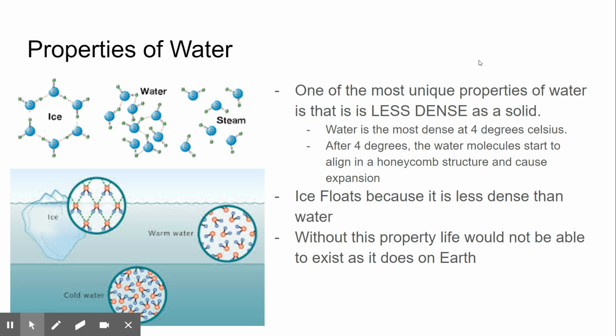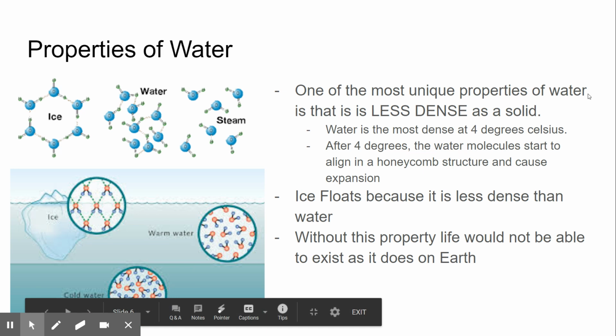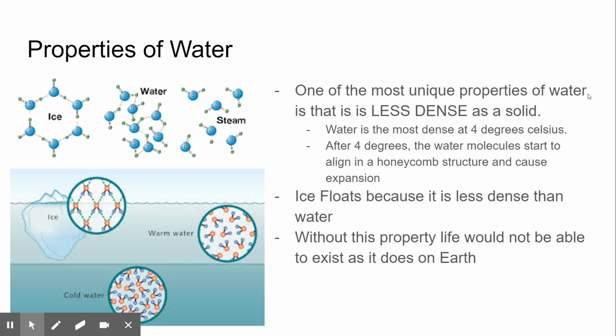So this allows life to really exist here. When you freeze a pond, the top freezes, but the bottom stays a liquid. The bottom cold water will stay a liquid, and then fish and other organisms can survive while the top is frozen. It really allows life to exist. Kind of crazy thought here.